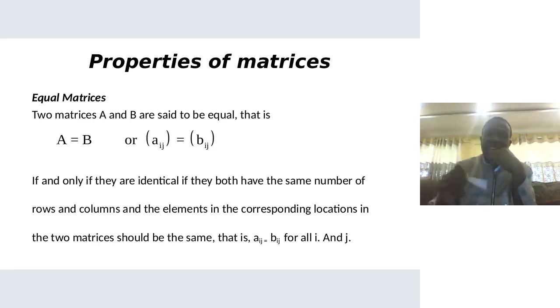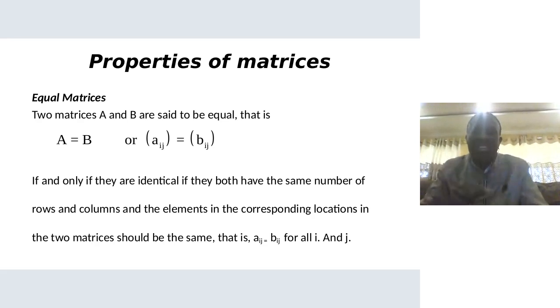So they can be a 2 by 1, they can be a 2 by 2, a 3 by 2, or a 3 by 3, so long as the two matrices have got the same set, then we can say that they are all equal.